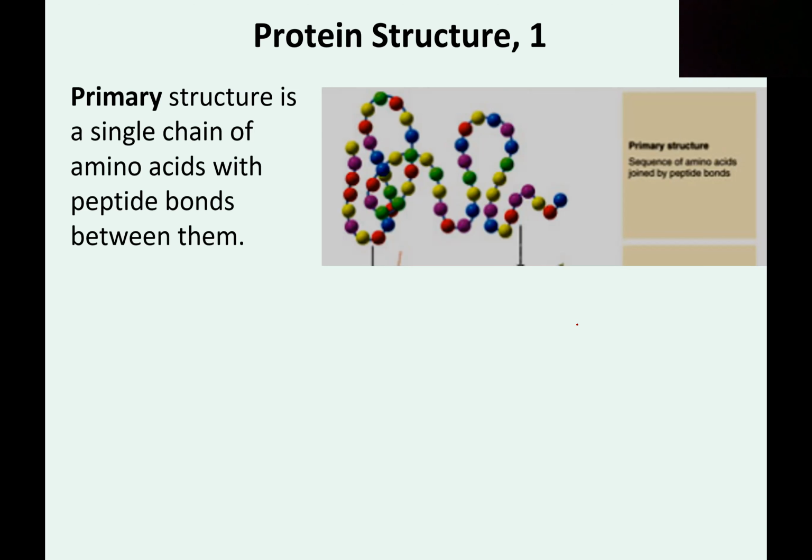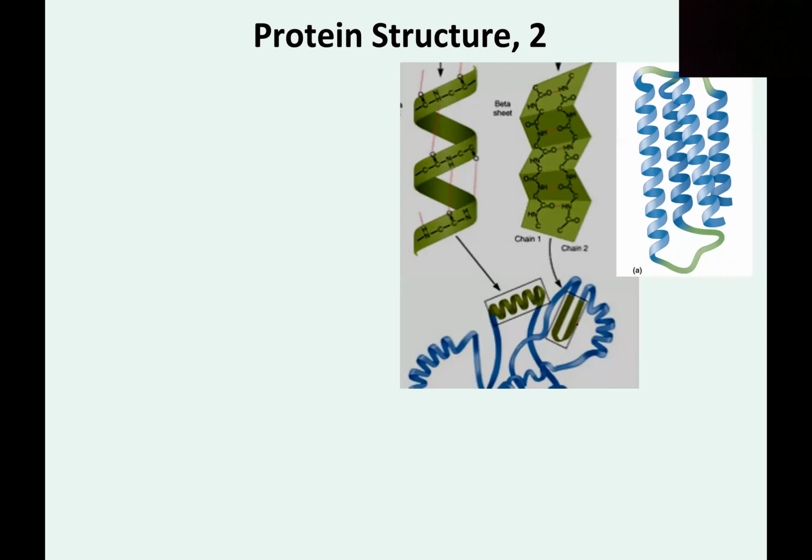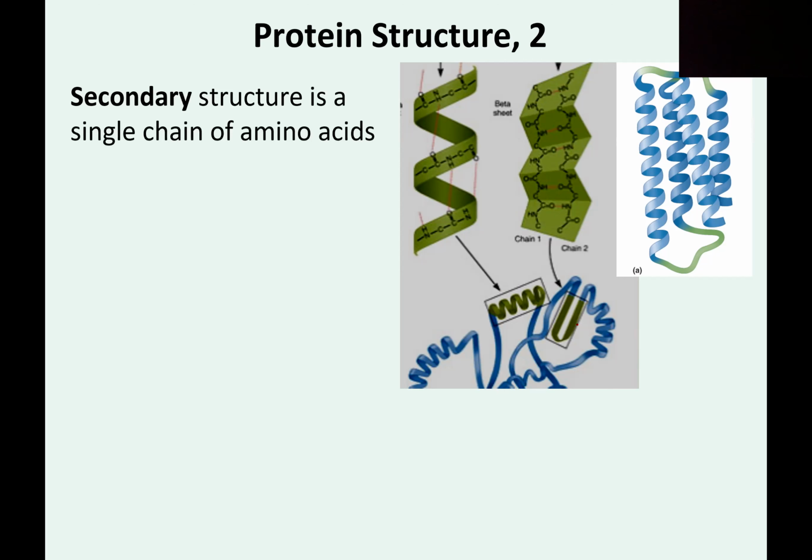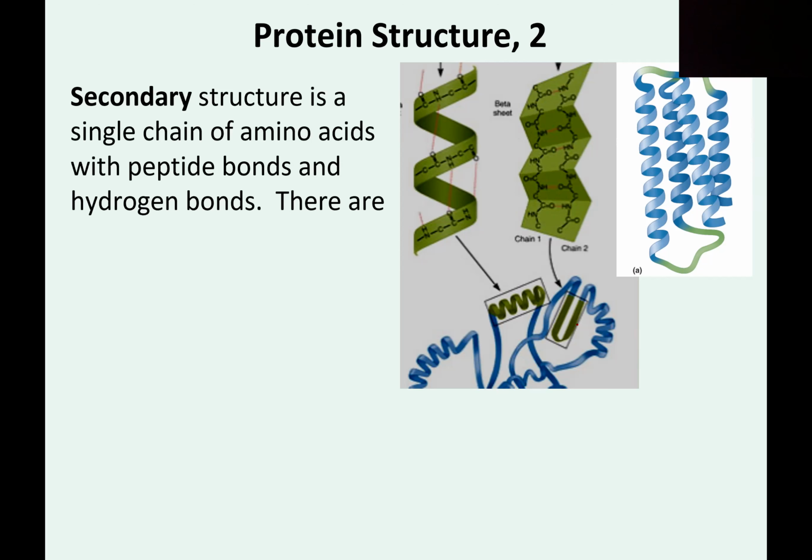Next, you have secondary structure. That would be the next level. It also has a single chain, so one chain of amino acids. Type of bonds is peptide and hydrogen bonds. So, second level of structure, 2 kinds of bonds. There are 2 shapes. There is what we call the alpha helix, which is this coil.